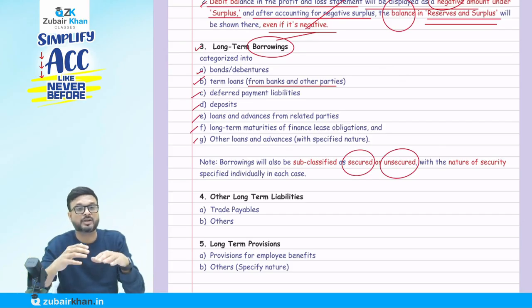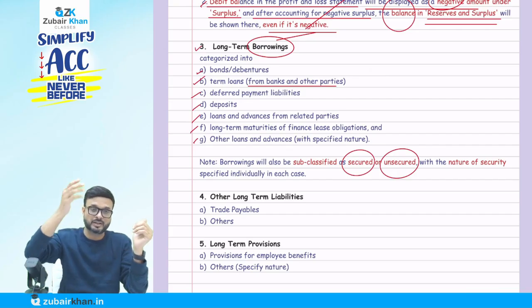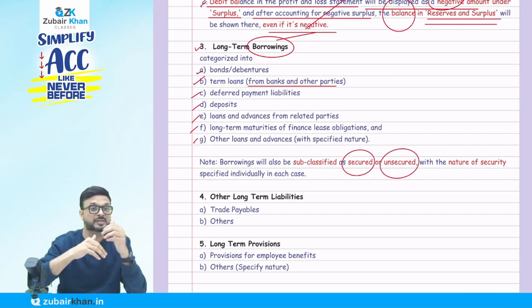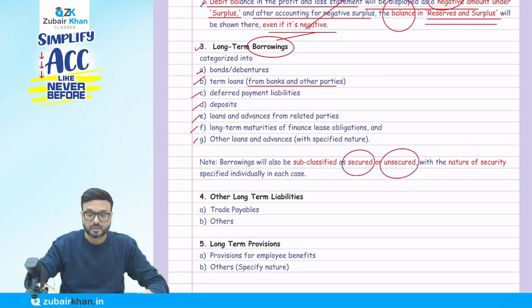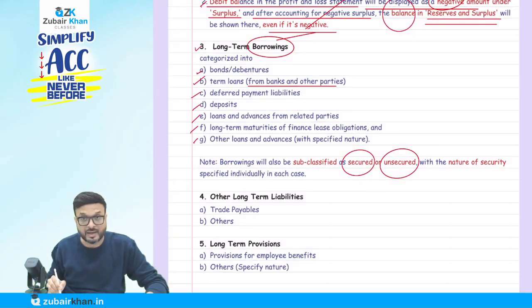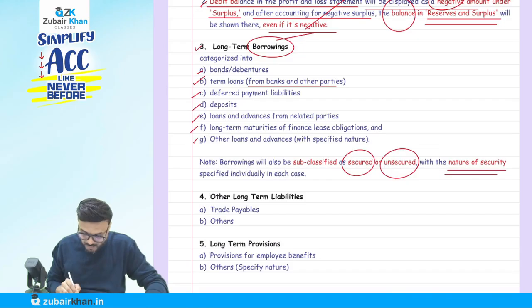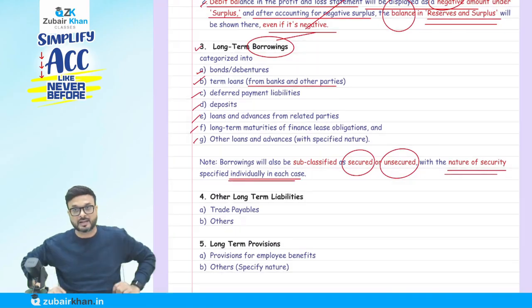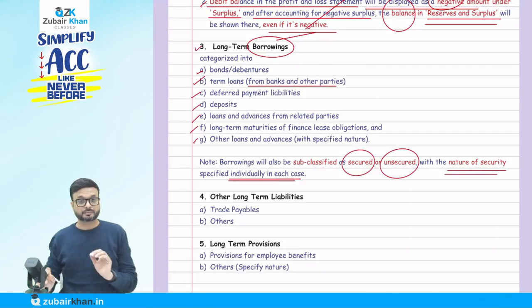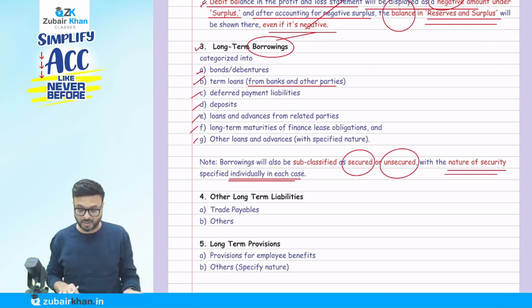In secured, we are going to write down all the borrowing against which we have given something as security. So they say here, borrowings will also be subclassified as secured or unsecured, with the nature of security specified individually in each case. Now understand, this is about the long-term borrowing.